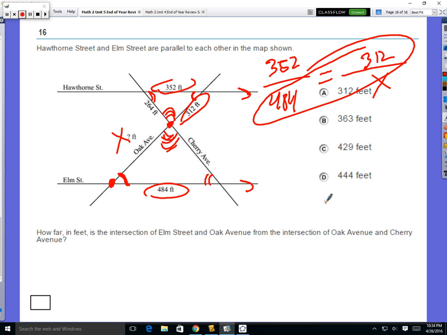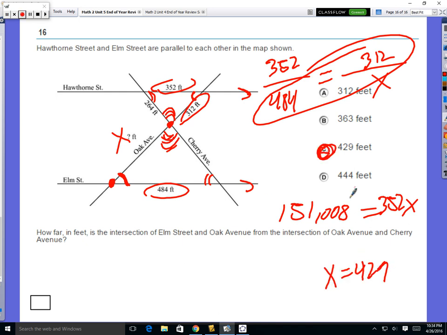Whoa. 484 times 312 is 151,008. And then cross multiply this way. 352x. Then divide by 352. And x equals 429. So x is C.